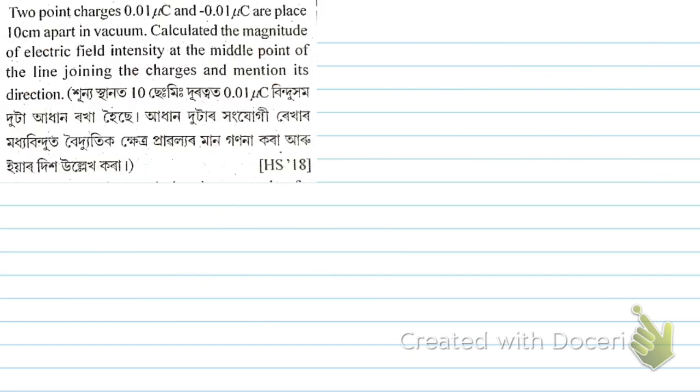So 2 point charges, 0.01 microcoulomb and minus 0.01 microcoulomb, are placed 20 centimeter apart in vacuum. Okay, we need to calculate the magnitude of electric field intensity at the middle point of the line joining the two charges and mention its direction. So we also need to mention the direction as well.